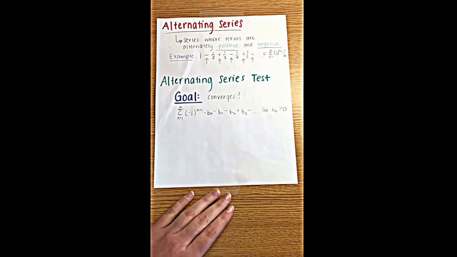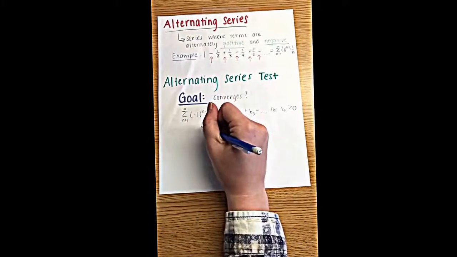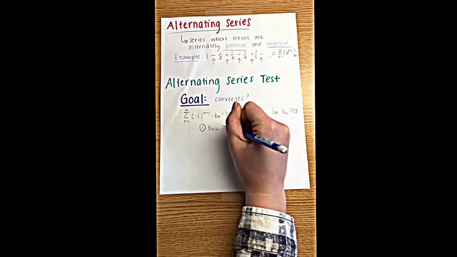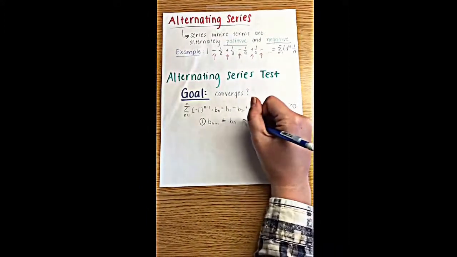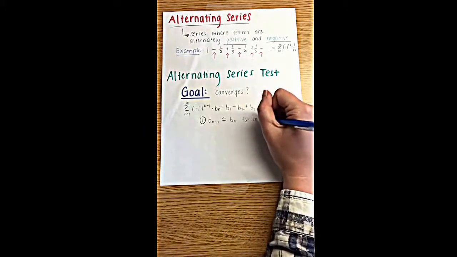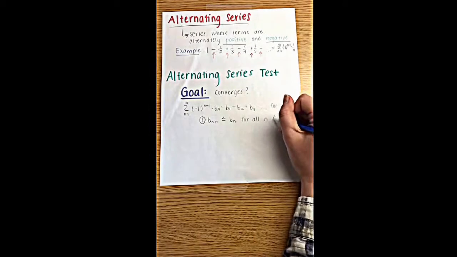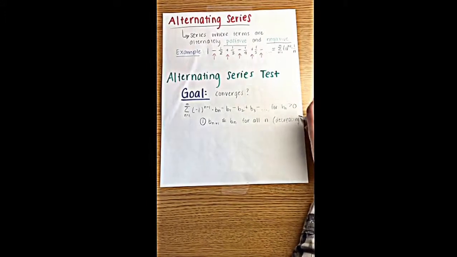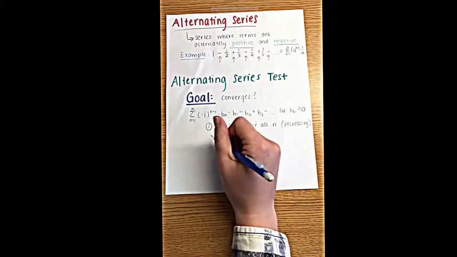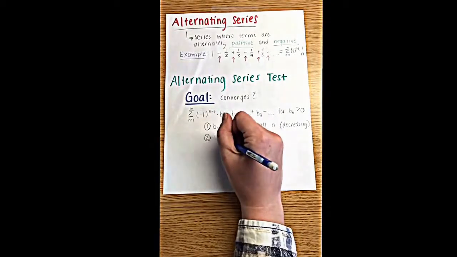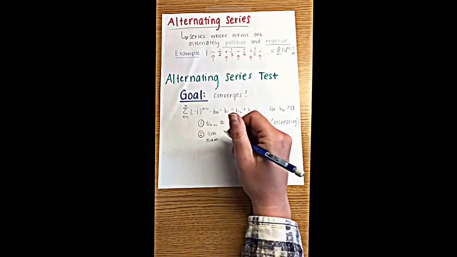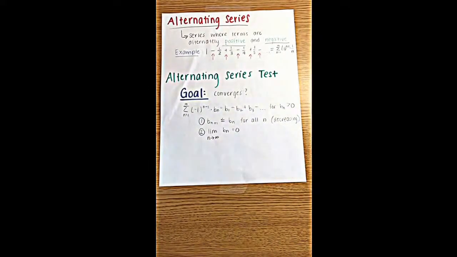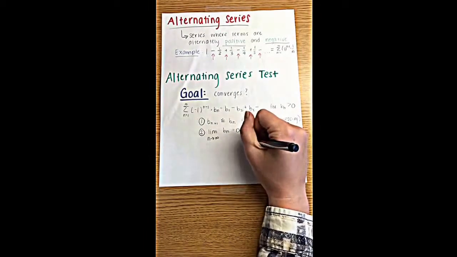Now, to determine if this alternating series converges, you have to satisfy two conditions. The first condition is if b sub n plus 1 is less than or equal to b sub n for all n. What this means is basically, is the series decreasing? And if that condition holds, then you move on to the second one. Is the limit as n approaches infinity of b sub n equal to 0? And if both of these conditions are satisfied, then you know that the alternating series converges.